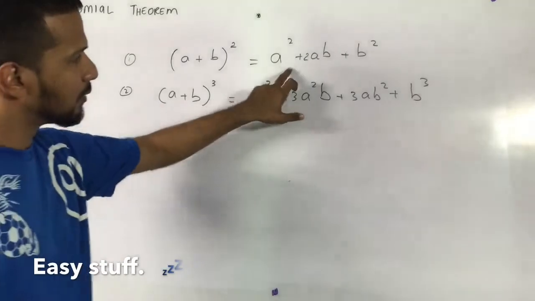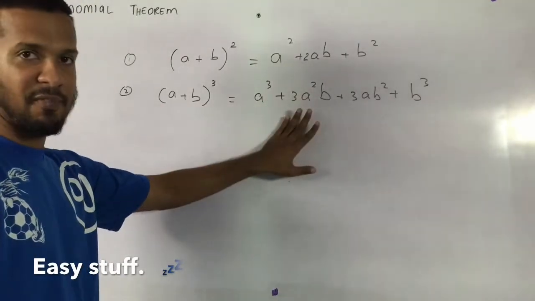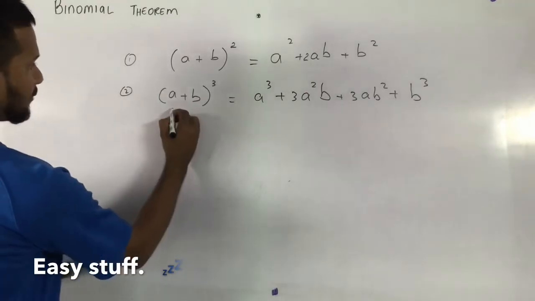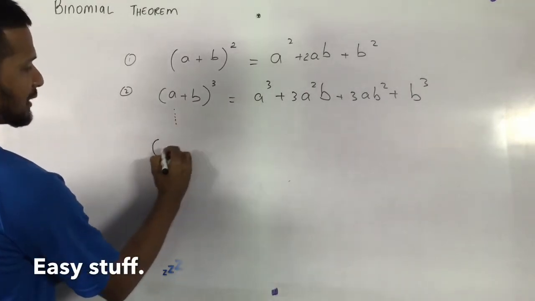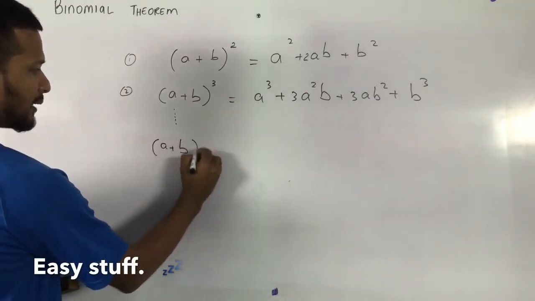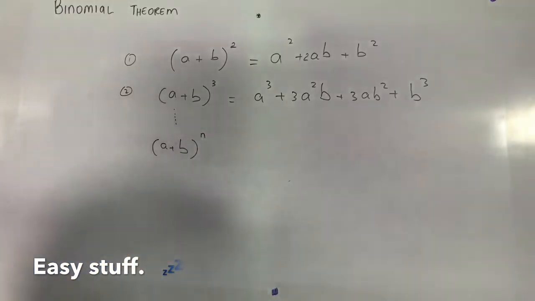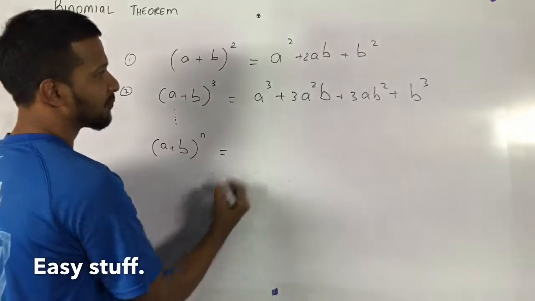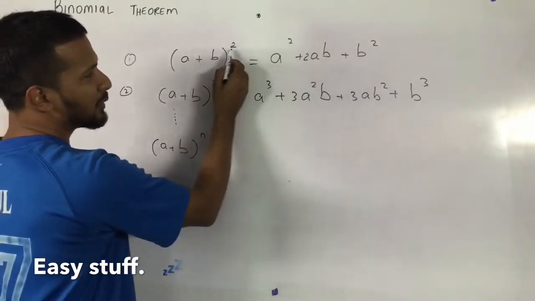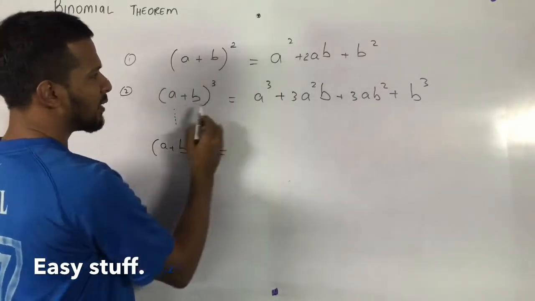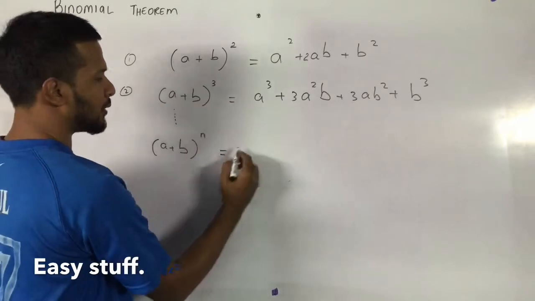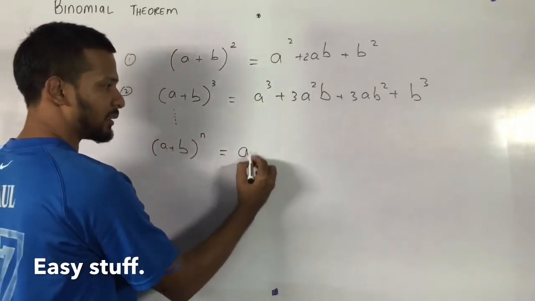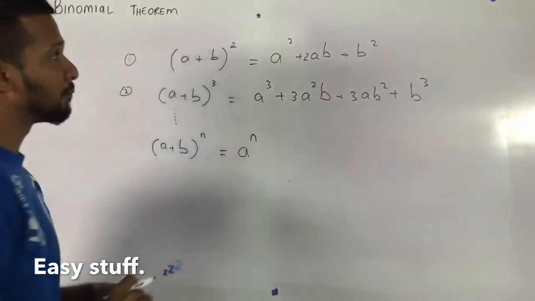So if we look, there's a pattern developing. So let's just say now I wanted to get a plus b to the power of n. Look at the patterns, look at the similarities. The similarity says when this was 2, a is squared. When this is 3, a is cubed. So make a guess: if this is n, then this is possibly a to the n.